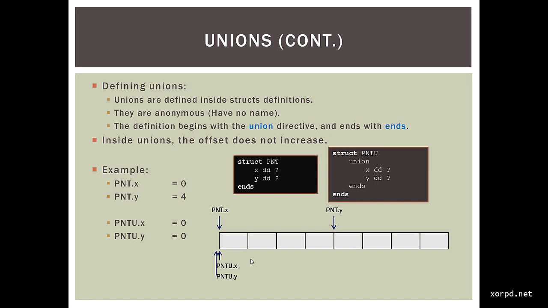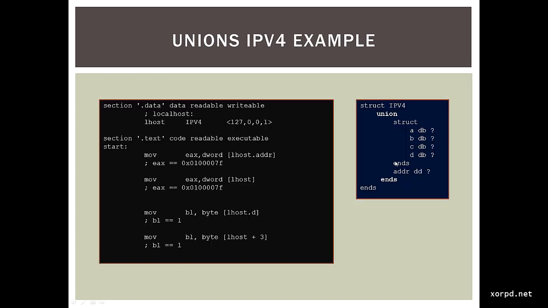Maybe a good way to remember it is that the PNT structure here is of size 8 bytes. However, the PNT-U structure, which is a union, is of size 4 bytes. I continue with the IPv4 example, and I want to show you some advantages of using a union, even as an assembly program.